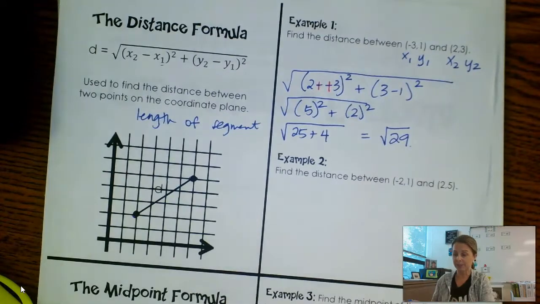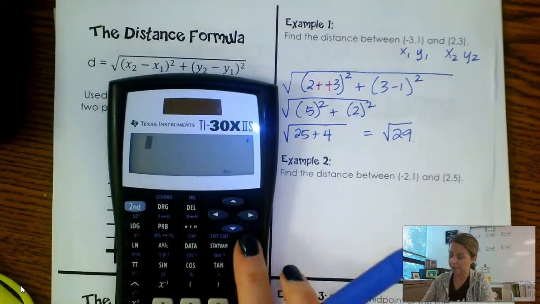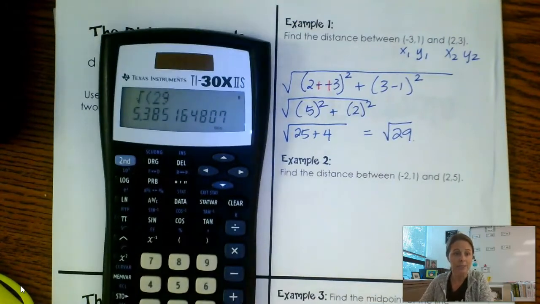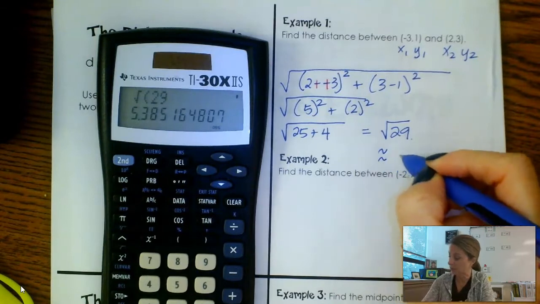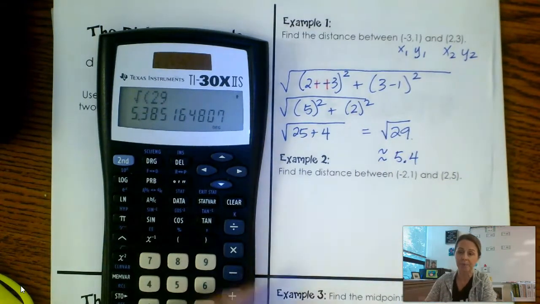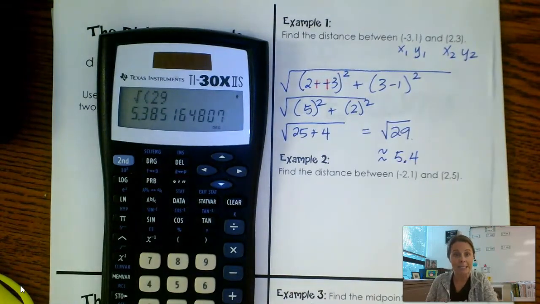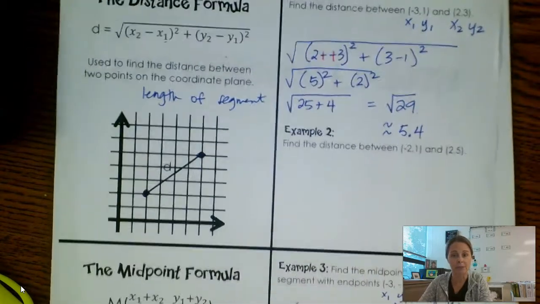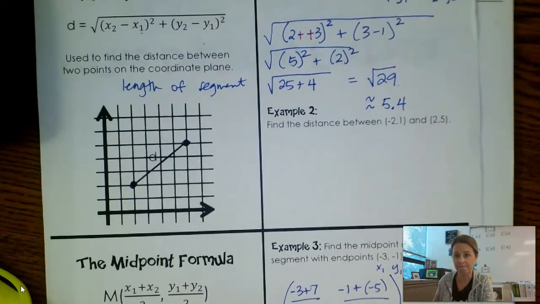Let's go ahead just for this foldable. Let's use our calculator. So if we did square root of 29, that's approximately 5.4. So I'm just going to add that here. Approximately 5.4. Okay? So those are the mechanics of the formula. Go ahead and do the second one, and then come back and we'll check the answer.